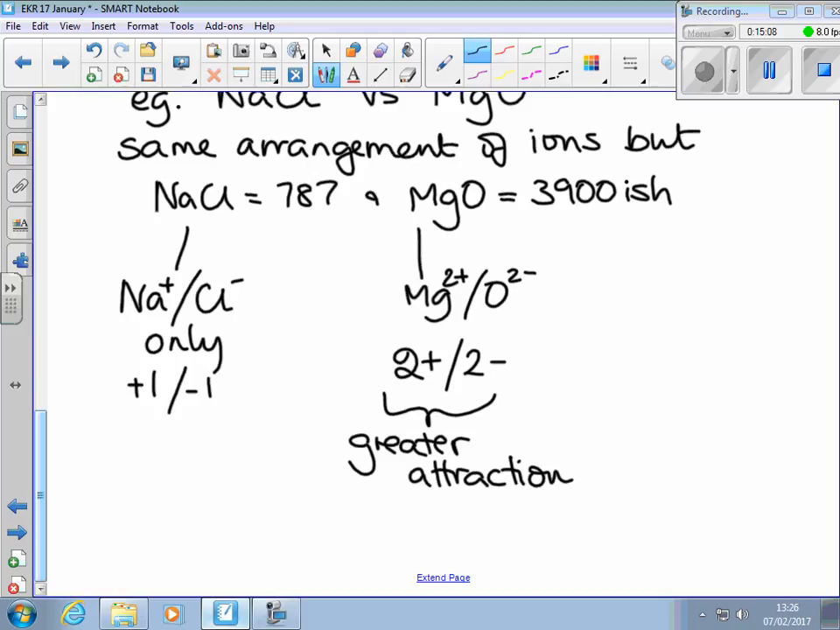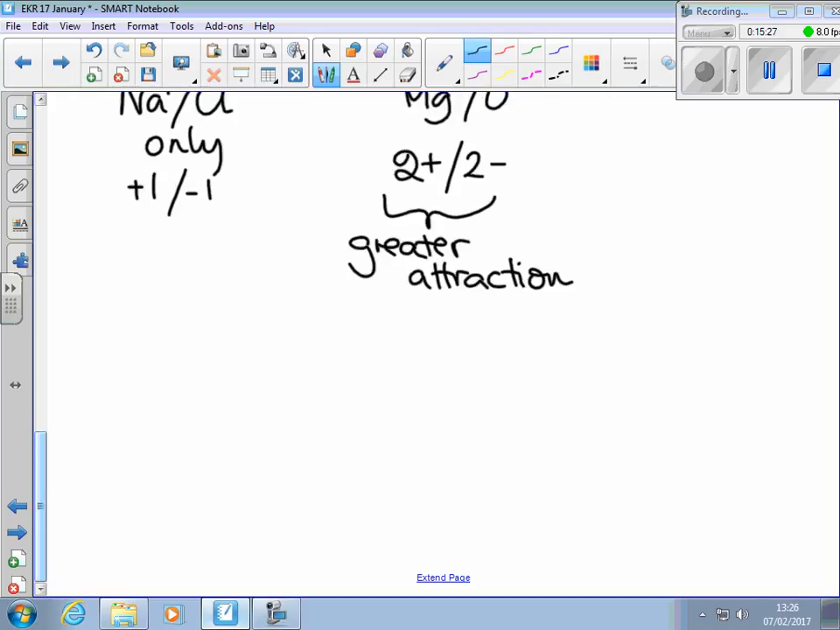So that's one of the factors. There is a second one. And the second one is the radius of the ions, how big they are. And this takes us way back, and it's not even something that we considered significantly when we were doing the periodic table and sizes. So this is mostly new, to be honest.